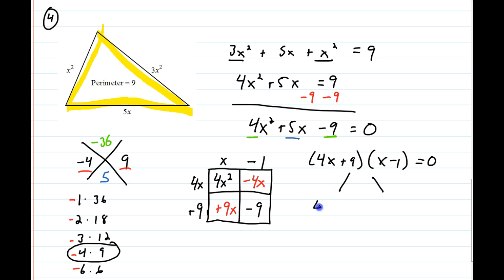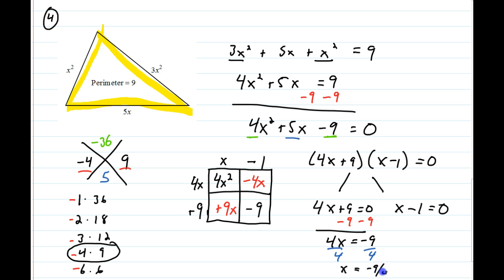Now we split it up. 4x plus 9 equals 0, x minus 1 equals 0. And then we solve it. Minus 9, 4x equals negative 9. Divide by 4. And so this one on the left gives me x equals negative 9/4.